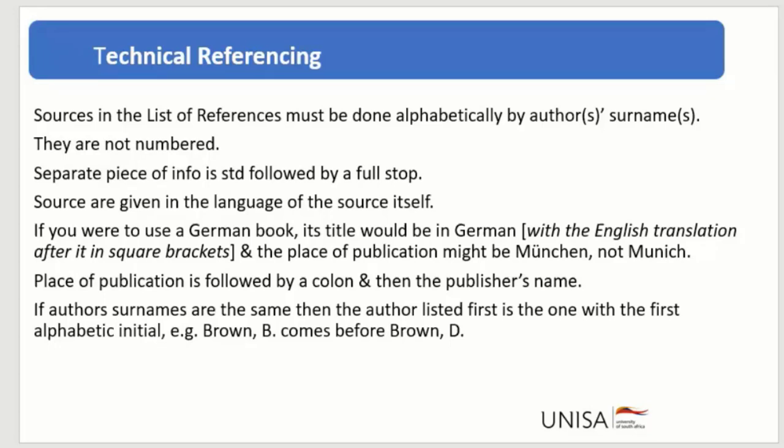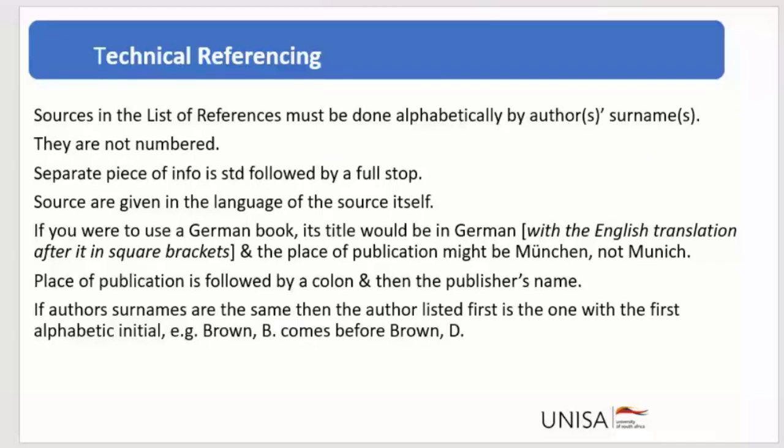So if you're reading something that is written in Zulu or in Tswana or whatever, you put it in the language of the source itself. So you don't translate it. So in other words, if it's Ekuruleni and you cannot pronounce Ekuruleni, you don't make it Israel, you know? So it's still Ekuruleni. So if we were to use, for instance, a German book, its title will be in German with the English translation after it in square brackets. So if you want to translate, you put it in square brackets.